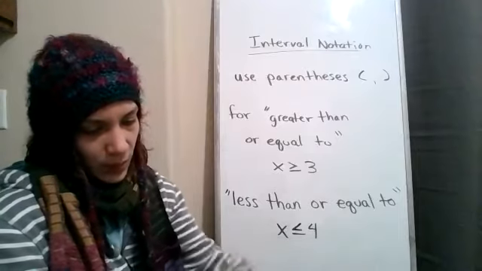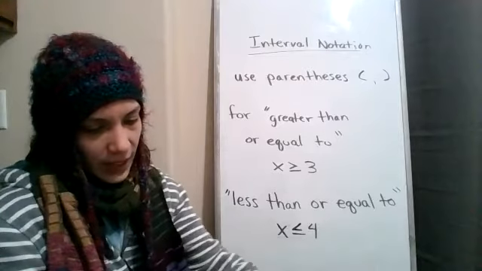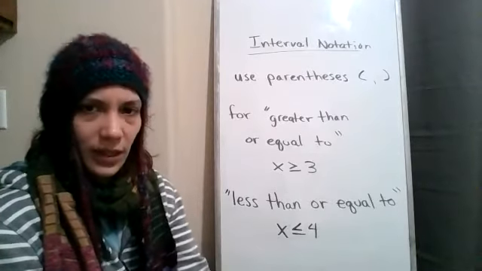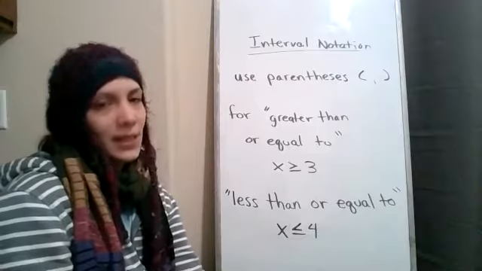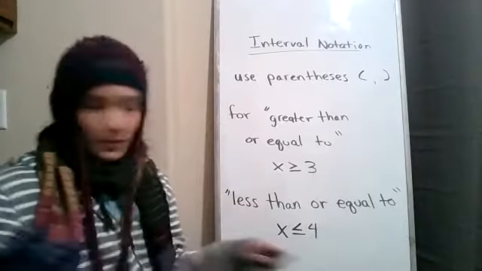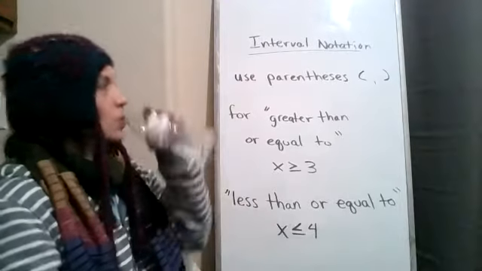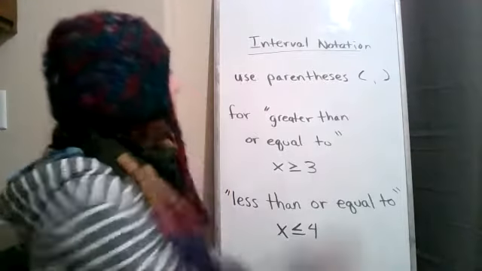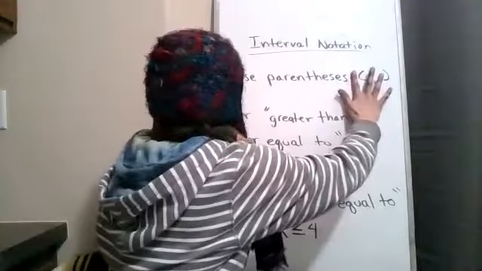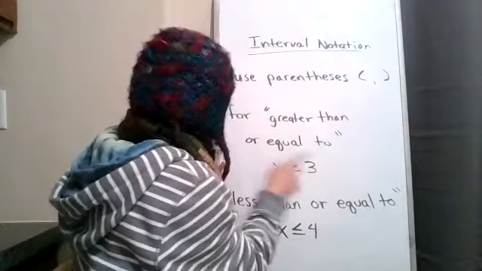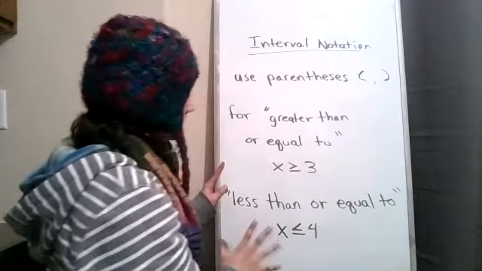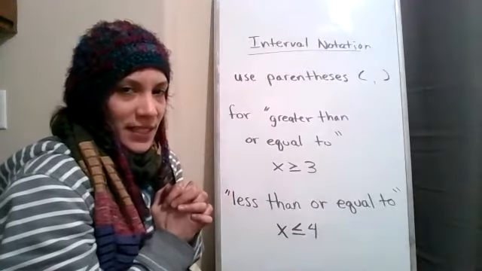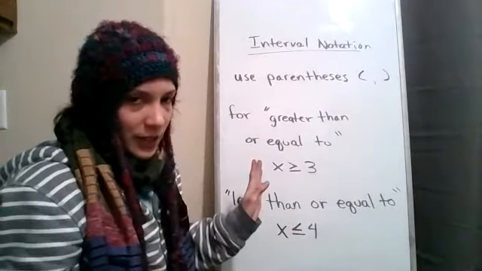Okay, use square brackets for, oh wait, I'm confusing things. I'm sorry. Okay, greater than or equal to. I've made a mess of things. I think we should just start over.